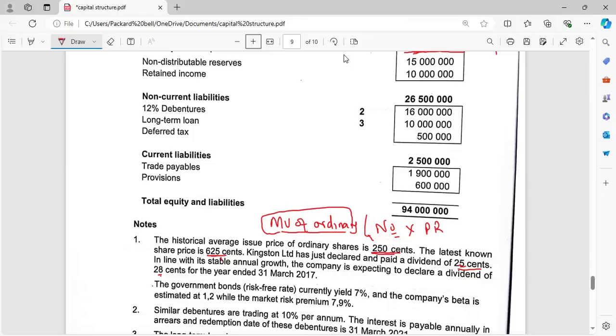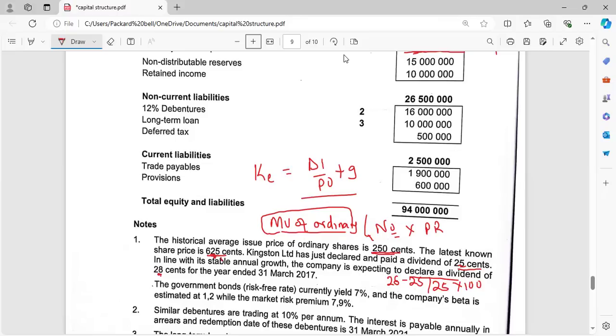Your cost, you are going to use this. Remember we say Ke is equal to D1 over P0 plus g. Your D1 is going to be here, 28 cents, the expected dividend. Then your P0 is going to be the market price. Then your g is going to be 28 minus 25 divided by 25 times 100. Then you'll get the percentage for the growth. Then you are done with this first line.